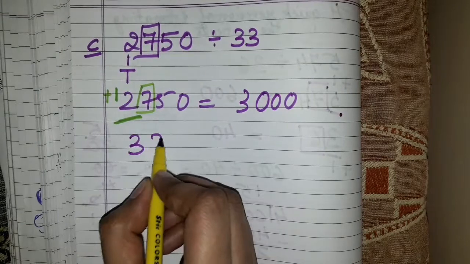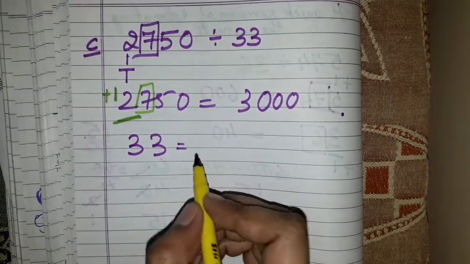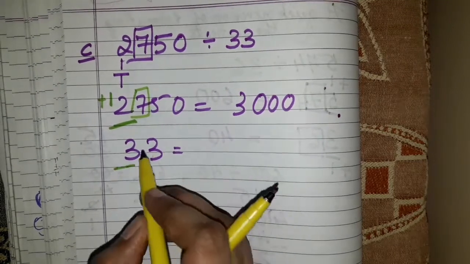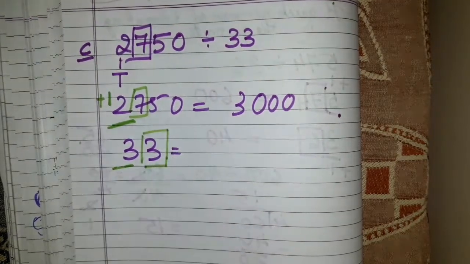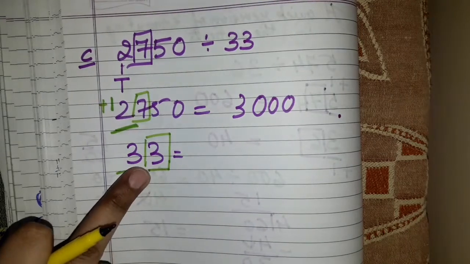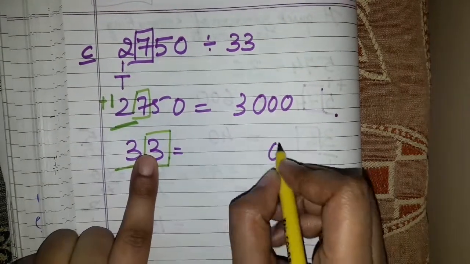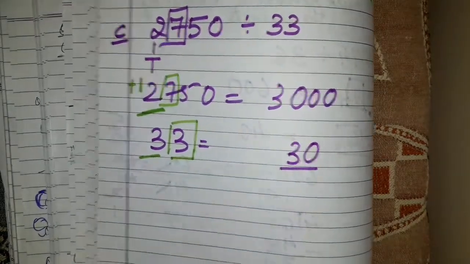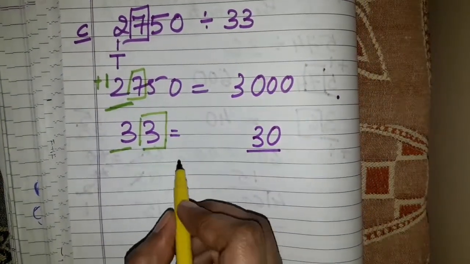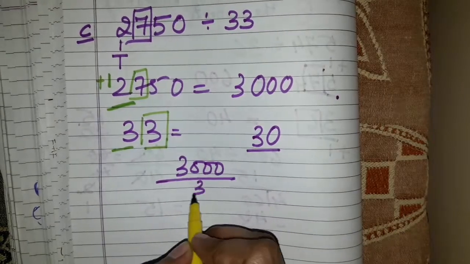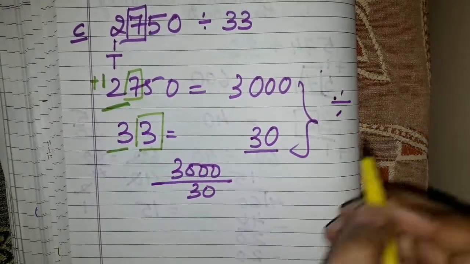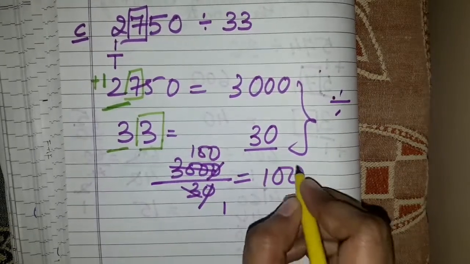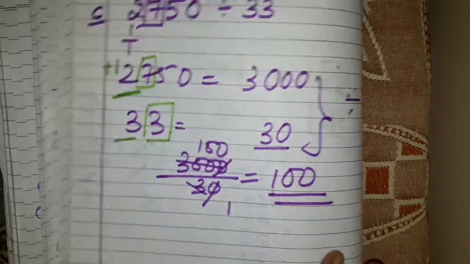Now the next number is what? 33. Okay, now let's round it off. No instructions are given, so we'll round it off to the nearest tens place. So we look at the digit on the right hand side. Now this right hand side digit is less than 5, so it will become 0 and the other digit will remain the same. So now the two new numbers are 3000 and 30. So 3000 divided by 30, 100 will be your answer. So these are the cases.